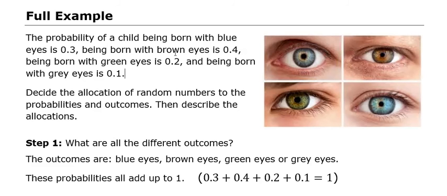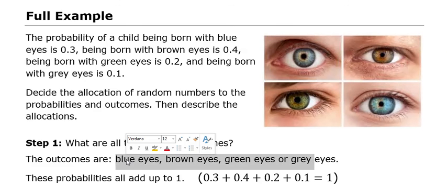So we're going to take 0.3 plus 0.4, and that gives me 0.7, plus another 0.2, that gives me 0.9, plus another 0.1, that gives me 1.0. So those are the 4 probabilities I need to simulate. I need to decide the allocation of the random numbers to those probabilities and outcomes, and then I have to describe them. First of all, my different outcomes: I could have blue eyes, brown eyes, green eyes, or grey eyes. So those are my 4 different outcomes. Those probabilities all add up to 1, as we just checked.